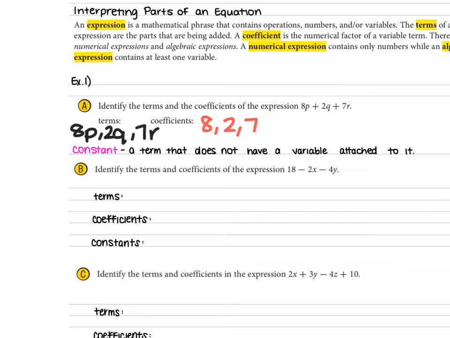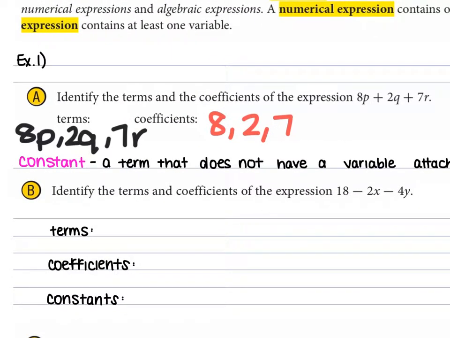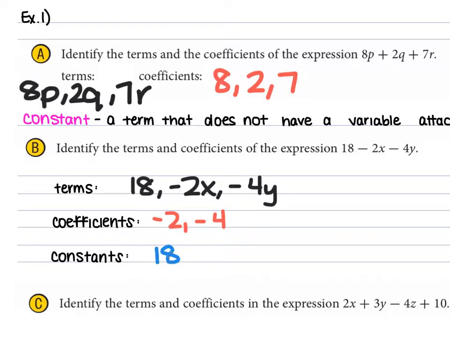So if we look at example B, we're identifying the terms, the coefficients, and the constants in 18 minus 2x minus 4y. So you want to remember when you're doing this, you're keeping the sign in front of the term with the term. So if we look at terms, we have 18, negative 2x, and negative 4y. Your coefficients are that negative 2 and that negative 4, and your constant is just the 18.